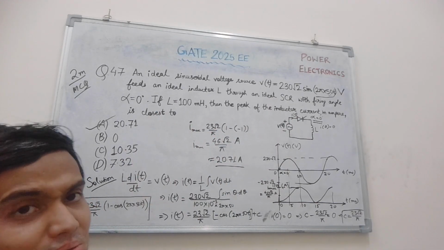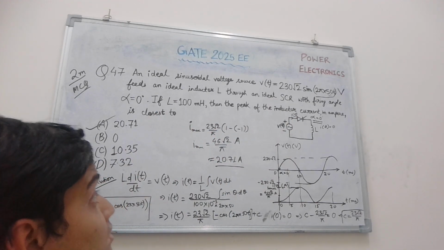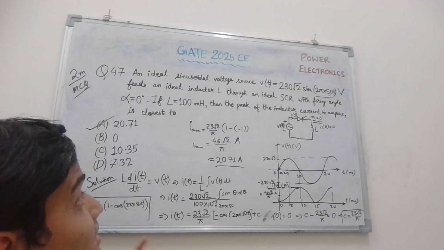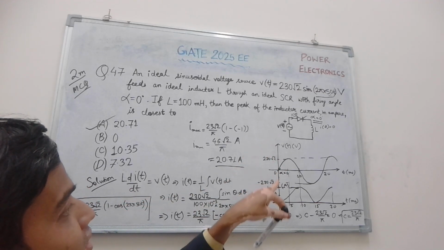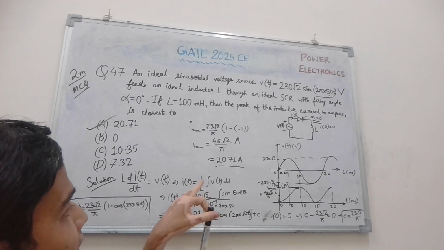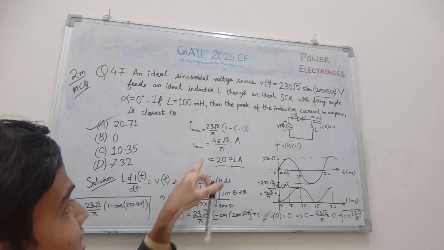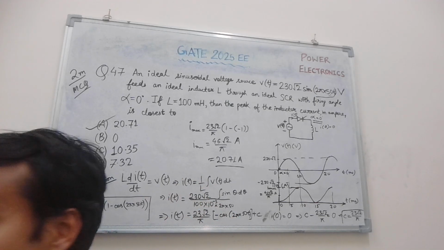So I have explained the solution in detail on the very basics. We first draw the voltage and current waveforms, find the expression for the inductor current, and then find its maximum value. Hope the solution is clear and comprehensible.